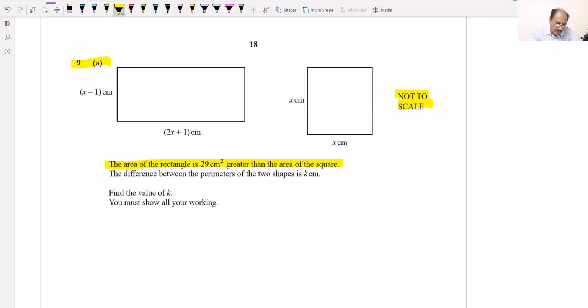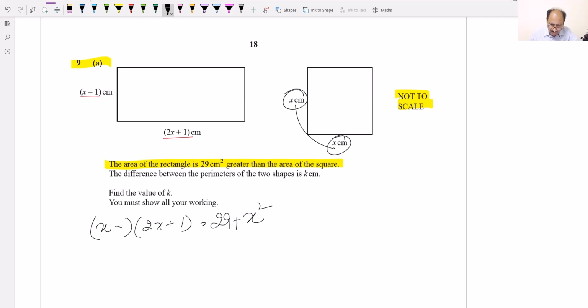So the area of the rectangle will be what? The area of the rectangle we can find, which is this side multiplied by this side. So we can write this will be x minus 1 multiplied by 2x plus 1 is equal to the area of this square, which will be x into x, which is x square. So x square, but this side is 29 less, so we'll add 29. Now we can write this equation. We formed the equation from the wording of the question.